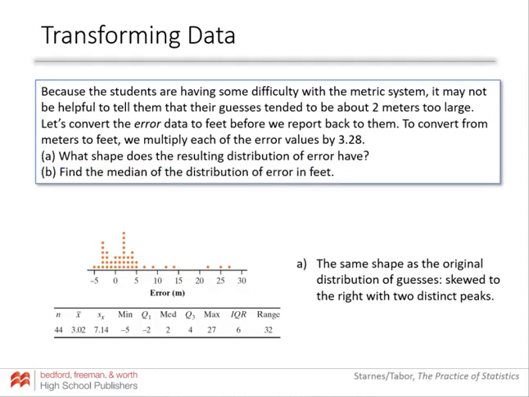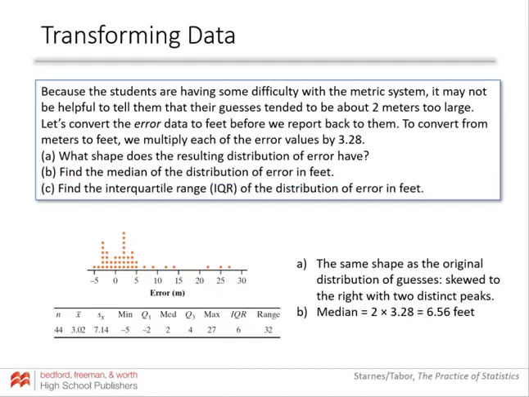All right. Find the median of the distribution. Since we multiplied all the values by 3.28, our median is also going to be multiplied by 3.28. Find the IQR. All right, when we are multiplying, measures of variability change as well. So we're going to multiply that IQR by that same 3.28 number.